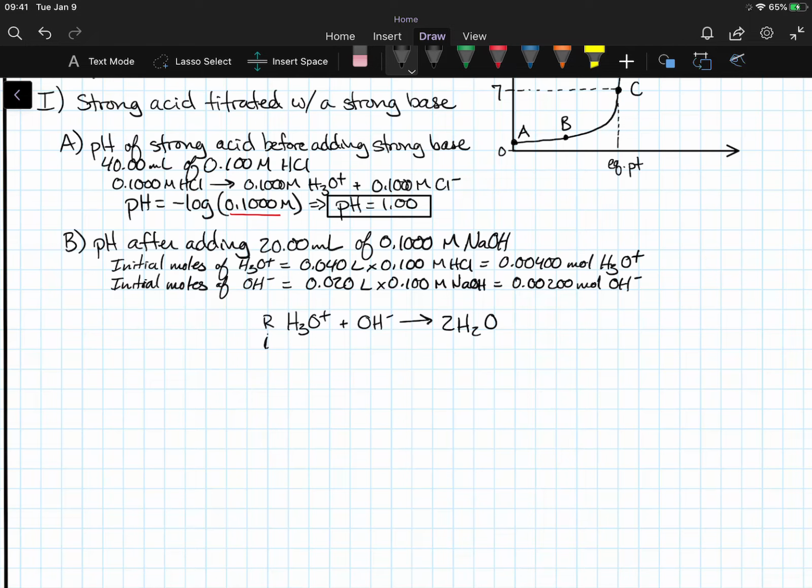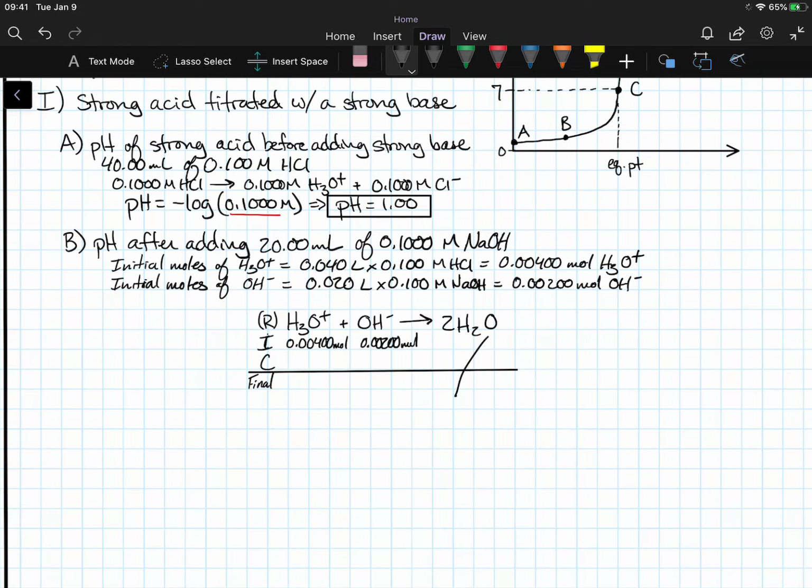So this is kind of a modified Rice table, but instead of equilibrium, we're just going to call it the final, because it's not really at an equilibrium, it pretty much goes to completion. So initially, we had 0.00400 moles, and I'm going to write moles really tiny just to remind myself that it's moles, not concentration, and 0.00200 moles of hydroxide. The nice part is the water doesn't matter, so we can cross it out.